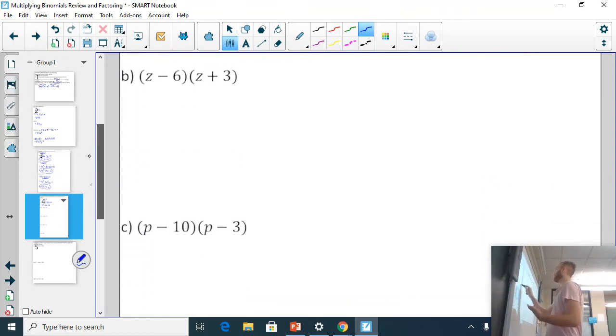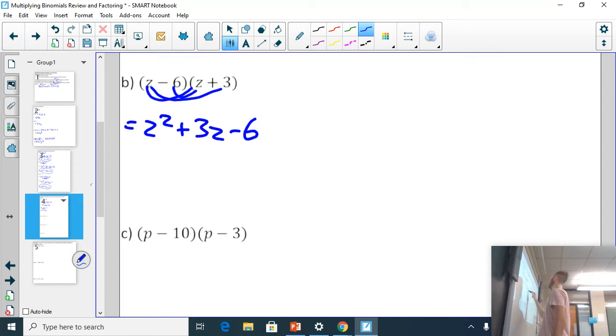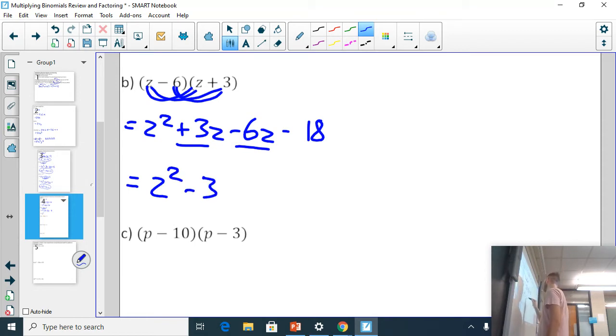Let's find out. So z times z is going to be z squared. Z times plus 3 is plus 3z. Minus 6 times z is minus 6z. And then minus 6 times plus 3 is going to be negative 18. And again, we have like terms in the middle. So we have z squared, 3z minus 6z is going to be minus 3z. And then minus 18 is up front.